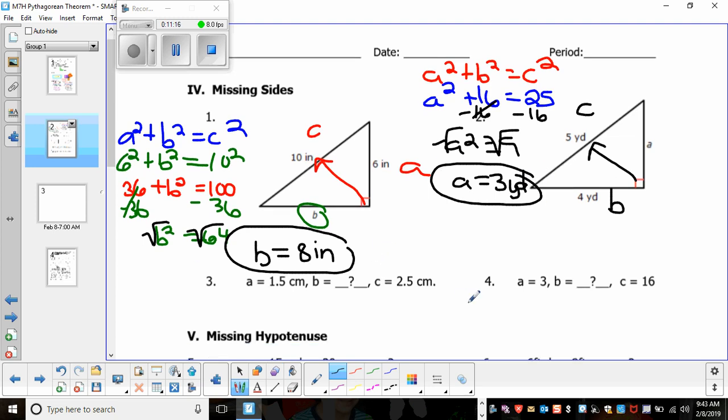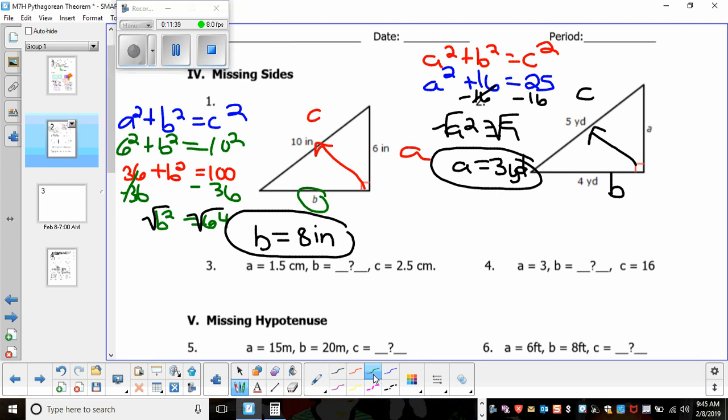So for number 3 and number 4, you are not given a picture. You're just given here a side A, you're trying to find side B, and you're given the hypotenuse. So you can draw a picture or you can input those numbers into the formula. So I'm going to give you guys some time to try 3 and 4 on your own.